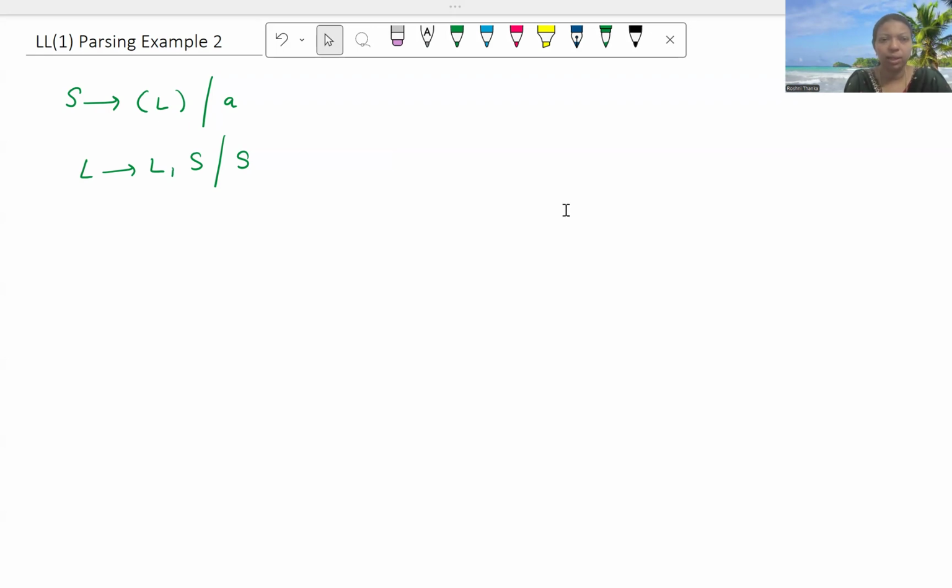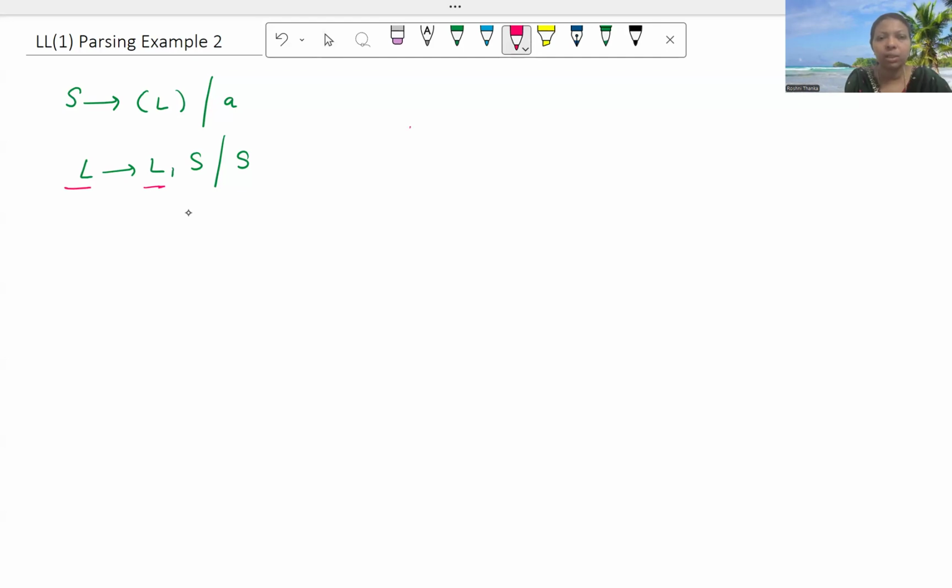So this is the context-free grammar. Before we go into this parsing, first you have to check whether this context-free grammar has left recursion and left factoring. This grammar doesn't have any left factoring, but it has left recursion. So what is left recursion? You can see here on the left hand side this L, and this L, both are the same. The left hand side and the first symbol in the right hand side are the same.